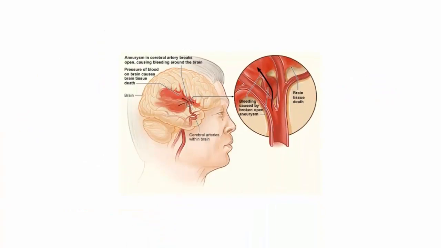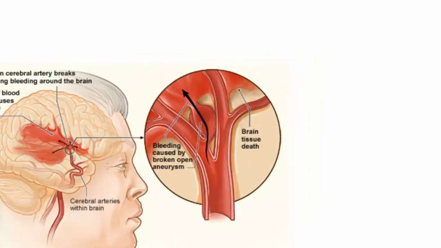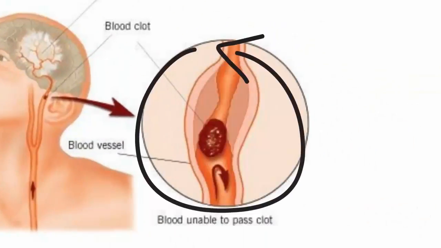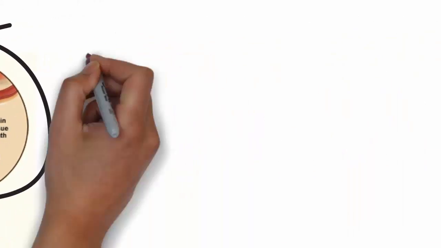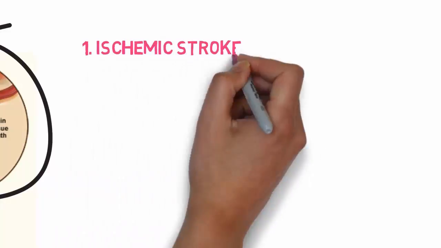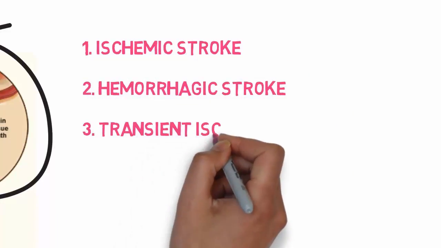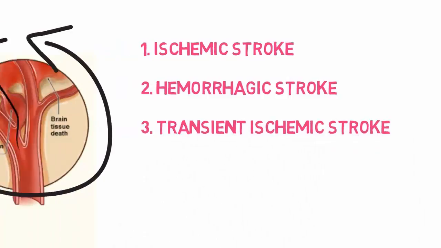So what exactly is stroke? As per WHO, stroke is caused by an interruption of blood supply to the brain, usually because a blood vessel bursts or is blocked by a clot. This cuts off the supply of oxygen and nutrients, causing damage to the brain tissues. There are three major types of strokes. The first one is ischemic stroke, the second is hemorrhagic stroke, and the third is transient stroke.